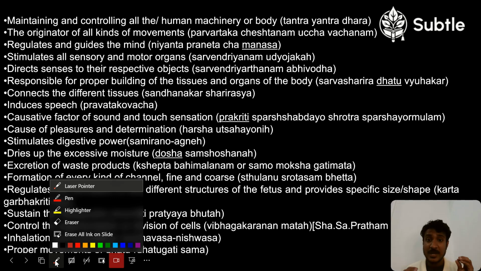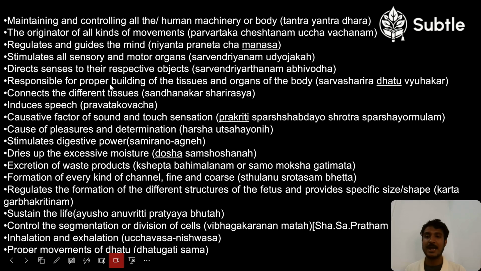Okay. Sarvendriyanam utyojagaha. It stimulates and controls all the sense organs of the body, of course. Without Vata dosha, the person is paralyzed, right? We know that, right? And then, Sarvendriyarthanam abhiboda. It directs the senses to their respective objects. If there is a visual perception, you are processing it. That is due to the Vata dosha. Without that, it is not possible to even interpret what is going on, isn't it? So you can imagine. I am not supposed to say this, but you can imagine the nervous system.